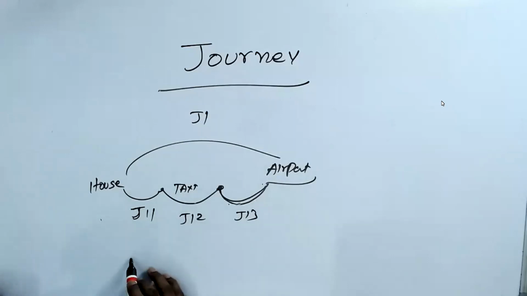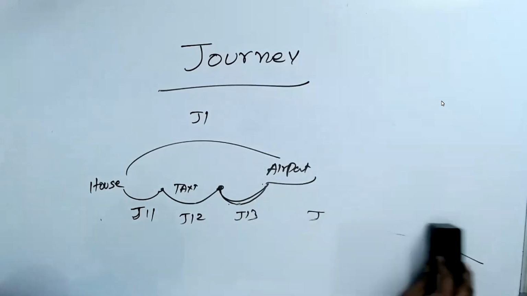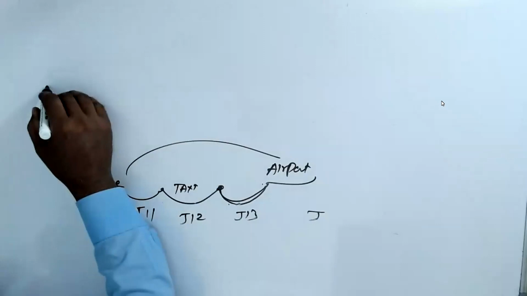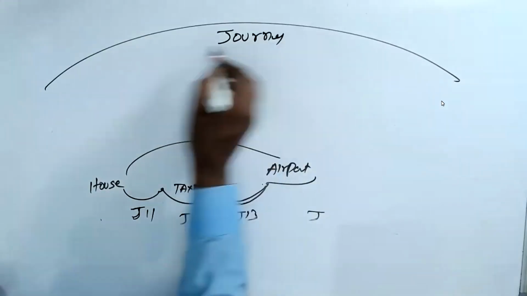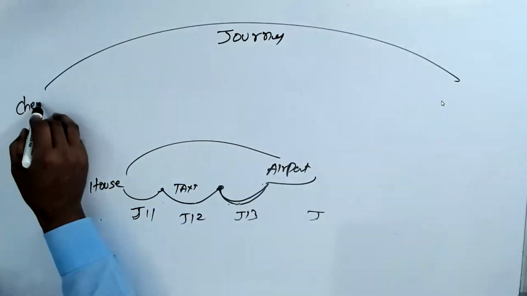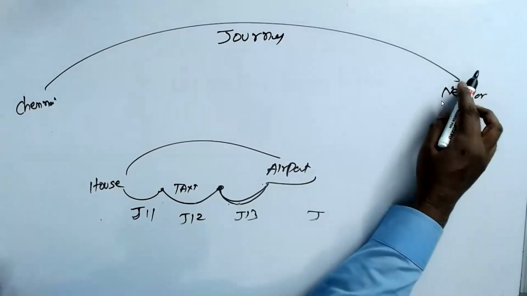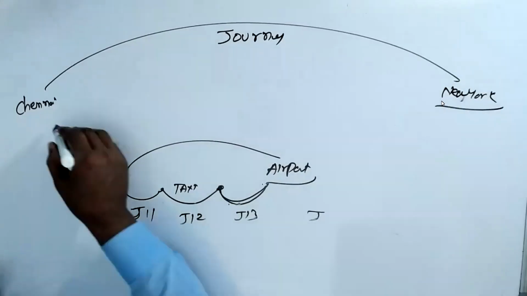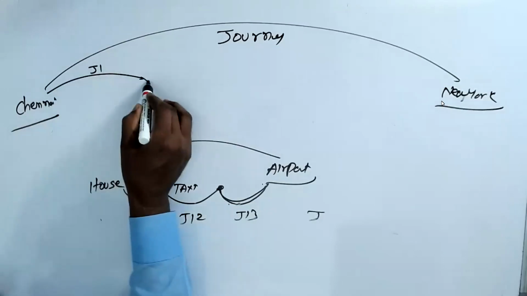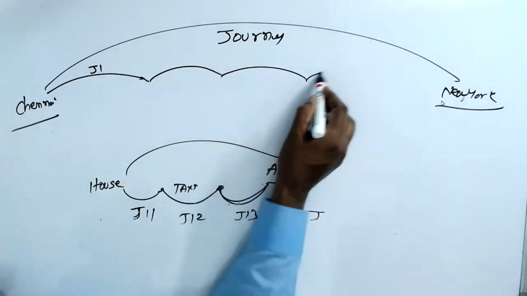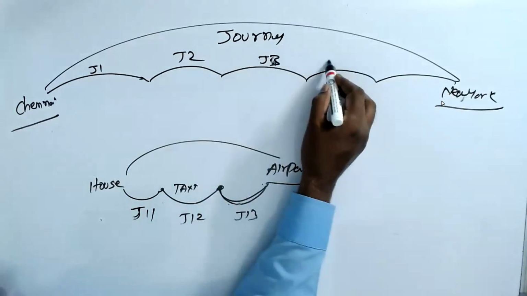The first thing is journey, J. So let me draw it here, then you'll understand. The first one is the journey, going from Chennai to New York. This is the very top level. Then this has so many things: J1 to the airport, J2, J3, J4, J5. Small things.